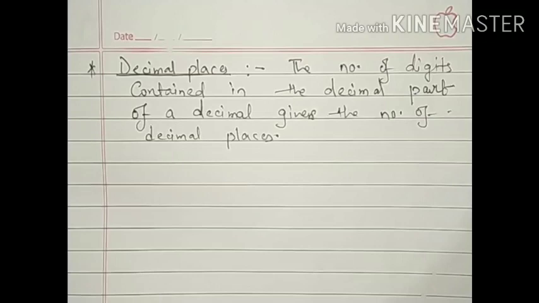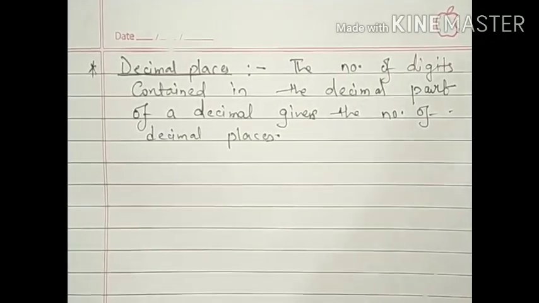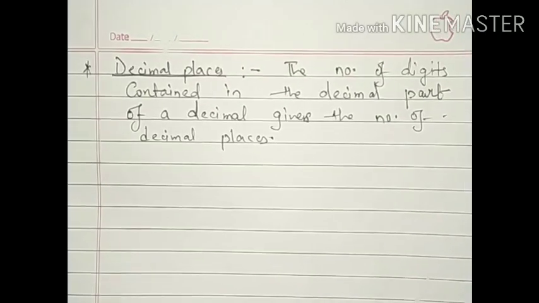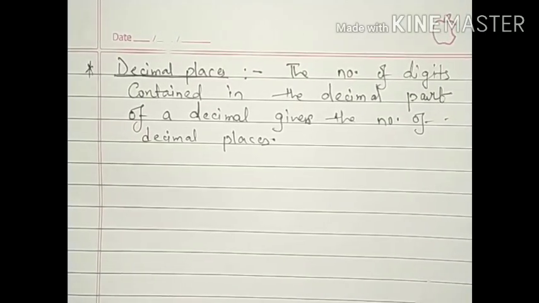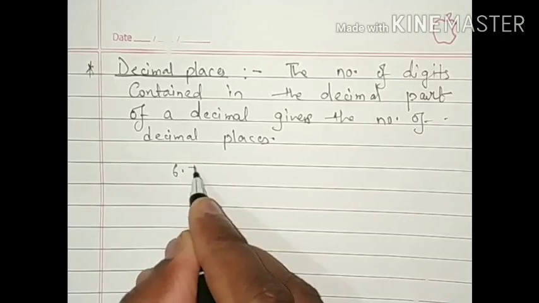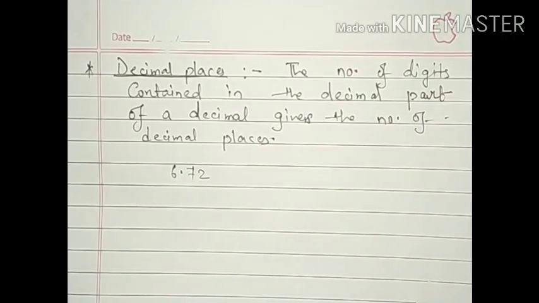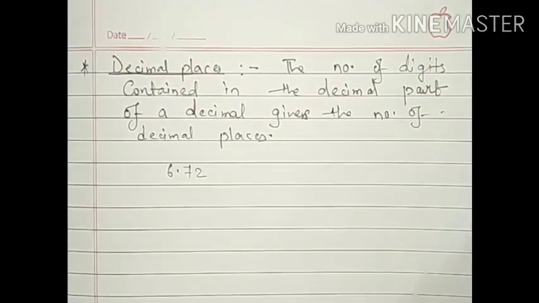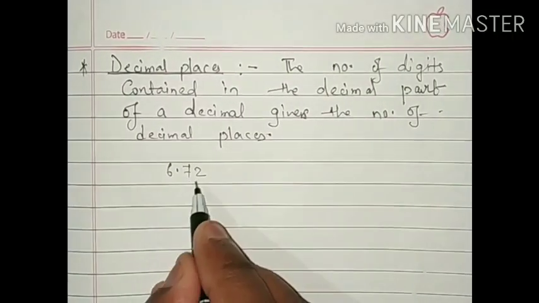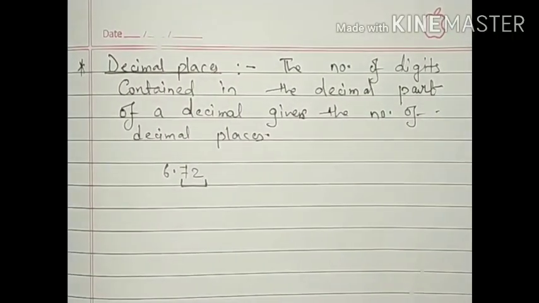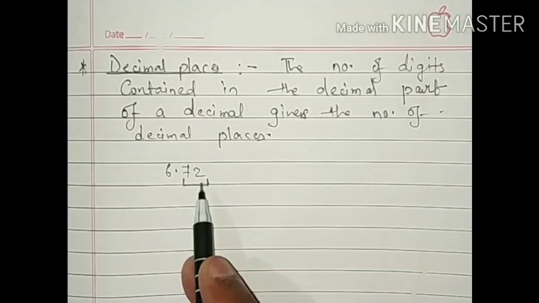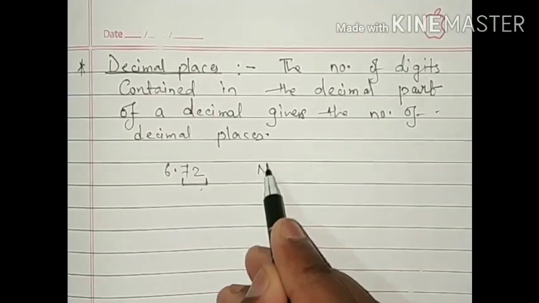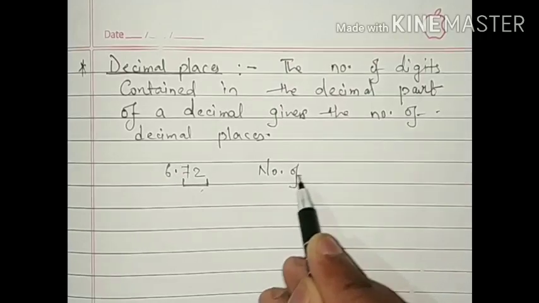What does the definition say? Decimal places: the number of digits contained in the decimal part of a decimal gives the number of decimal places. How many digits there are in the decimal part are referred to as decimal places. For example, suppose I have a number 6.72. How many digits does it have after the decimal point? It has 2 digits. This is the decimal part. How many digits does it have in the decimal part? 2 digits. So it will have number of places.